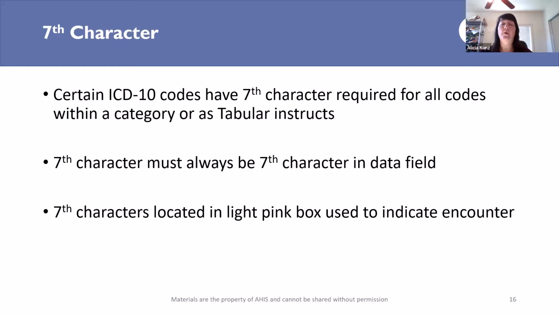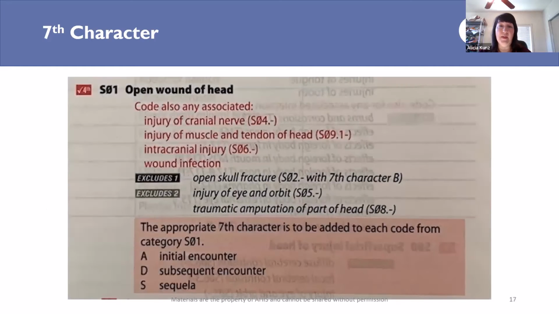Some ICD-10 codes have 7th characters, and that must always be in the 7th character field. And you will see that within your coding book. If you're using Optum, a light pink box will tell you what the encounter is. And this is what that looks like in the Optum book. There are other publishers. Some of them are in gray. It just really depends, but Optum is the one that we are using for this presentation, and that's the code book that I generally use.